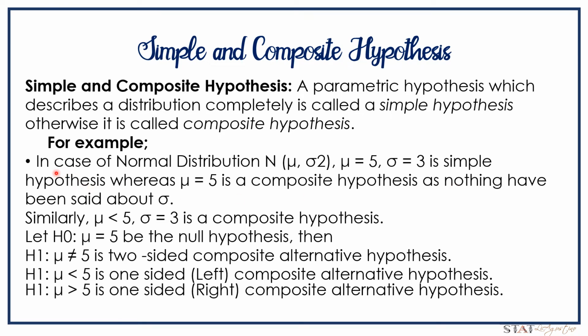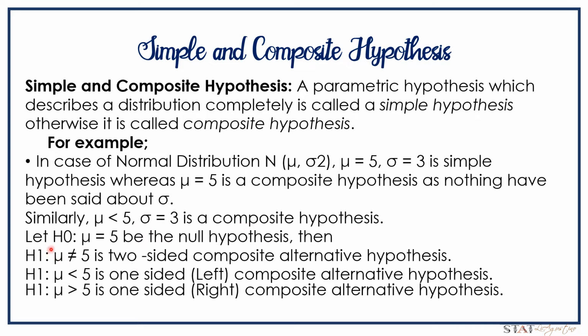So, for example, in the case of a normal distribution with mu, the population mean, and sigma squared, the population variance, where mu is equal to 5 and the population standard deviation is equal to 3, that is a simple hypothesis, whereas mu is equal to 5 alone is a composite hypothesis, as nothing has been said about the variance or standard deviation. Similarly, mu less than 5 with the population standard deviation equal to 3 is a composite hypothesis.